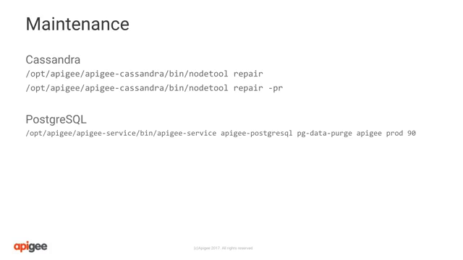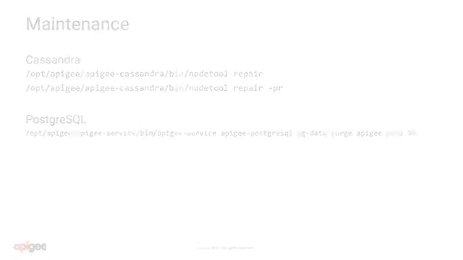The second activity is to purge detailed analytics data from the analytics database nightly. You will need to run apigee-service apigee-postgresql pg-data-purge, followed by the organization name, the environment name, and the number of days of data you wish to retain. Aggregate reporting data will be retained, but detailed data for each transaction that takes up most of the space will be removed. A good threshold for removing data is 90 days. This command can also be scheduled with cron.